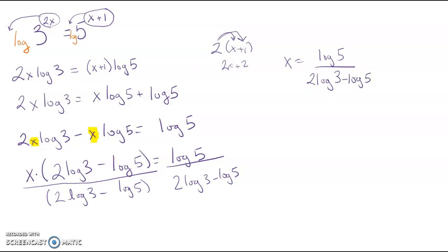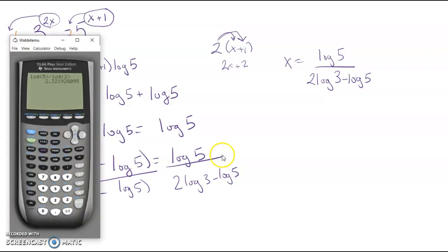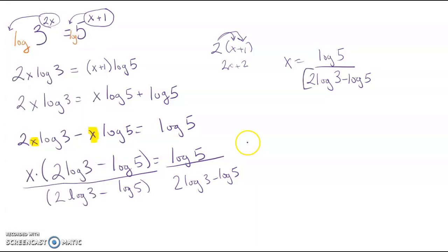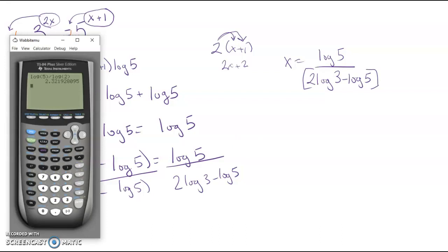Now, if I wanted to use my power property, my quotient property to simplify that, I can, but I don't need to. Okay, so let's see what this would look like as an approximate answer. So we want to be careful. I want to make sure that I keep this in my denominator, so I need to make sure that I use parentheses. So I'm going to have log of 5 divided by my denominator. So I'm going to open my parentheses, 2 log of 3, close my log of 3, minus log of 5. All right, and close my second set of parentheses.